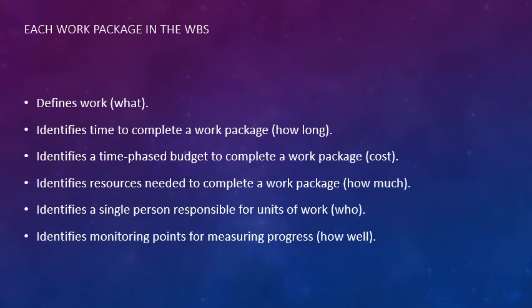So each work package in the WBS defines the work, identifies the time needed to complete it, and identifies the phased budget to complete the work package, so we make sure that we're on track as we go along, because we don't want to spend all the money up front and then realize we're short at the end. It identifies the resources needed to complete it, so how much resource, and identifies the single person responsible for it, so who is responsible for making sure that that piece is completed, and what department they're in. And it identifies monitoring points for measuring progress. So how well are we getting to the end of the things?